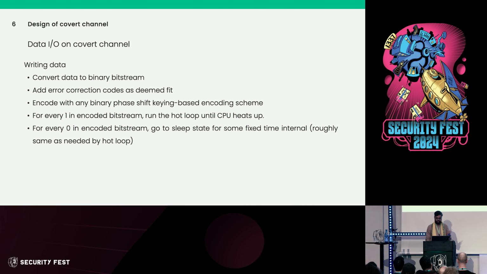Now, for data I/O, what we are going to do, we will take data, convert it to a sequence of zeros and ones, basically conversion to binary. Then we will figure out clocking, synchronization, Manchester encoding, and for that we will get a sequence of highs and lows, and then for high and low we will simply heat the CPU up or let it cool down. That is all we are going to do.